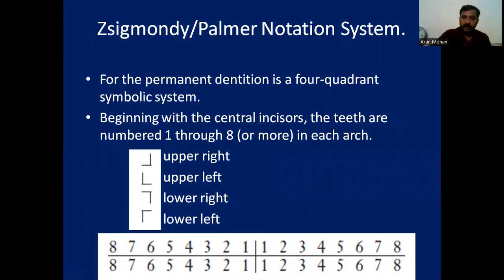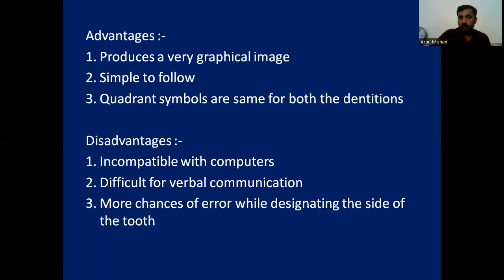For the permanent teeth, again, the symbols for each quadrant are the same, just that we use numbers from 1 to 8 for each quadrant. So we start again from the midline with each tooth denoted by a number, and we couple it with the symbol used for that particular quadrant, and we'll get the notation for the particular tooth. So that is the Zsigmondy-Palmer notation.